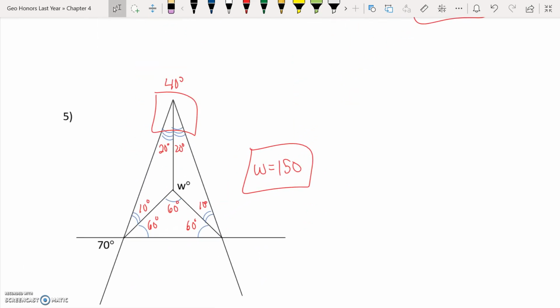So the drawing might not quite look like it based off of the markings. Each of these angles are equal. They add up to 180, so they're all going to be 60 degrees. 70 degrees is the vertical angle to this one, so this entire angle is 70. We've used up 60, so that has to be 10.